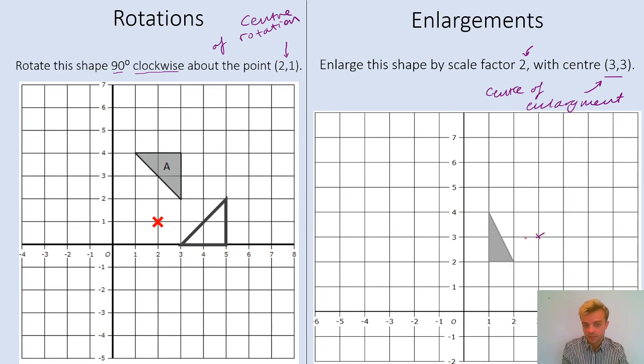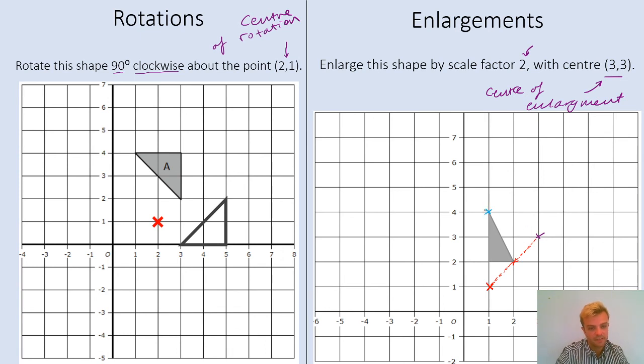And the way that I like to do these is to see how far away each point is from the center of enlargement, and then make it twice as far away. So I can see, for example, that this point here is one diagonal square. It's exactly one diagonal square away from our center of enlargement. So the copy needs to be 2 diagonal squares away. So all the way across here is now 2 diagonal squares, which means that's where the copy needs to end up.